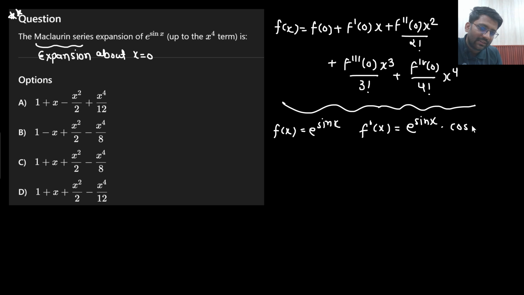Differentiation of sin x will be cos x. Sir, one time differentiation is fine. Let's do it 2 times as well. 2 times also it is fine. You will have to apply u into v.